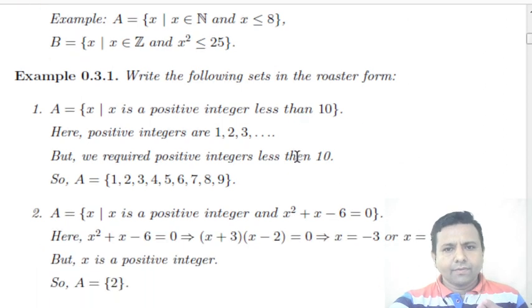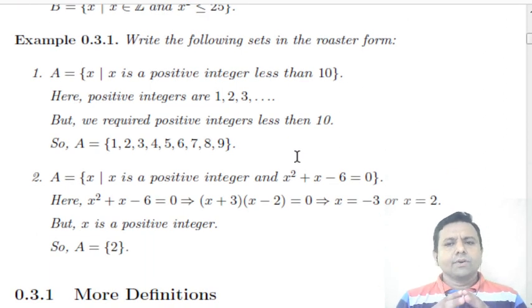Now here we have some short examples. Write the following set in the roster form. The first example is A equals the set of all x, x is a positive integer less than 10. Here positive integers are 1, 2, 3, 4, 5 up to etc. But we require a positive integer which is less than 10. So the answer is what? A equals {1, 2, 3, 4, 5, 6, 7, 8, 9}. So this is the answer.